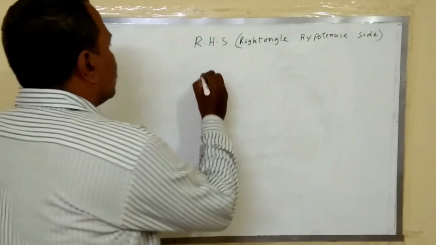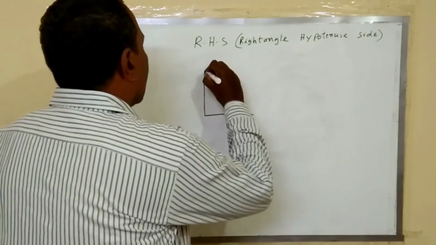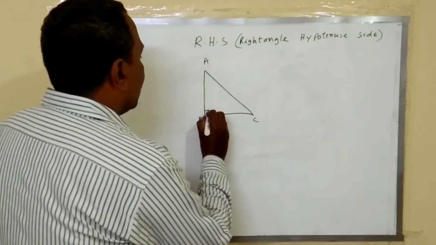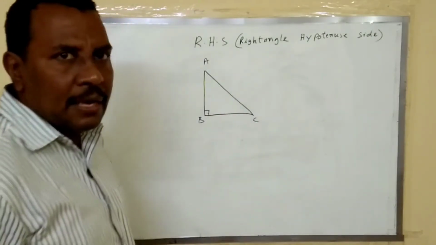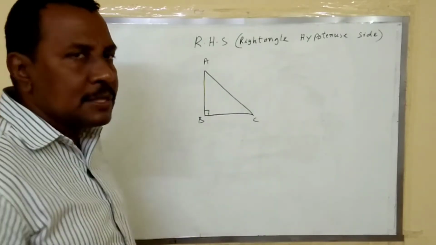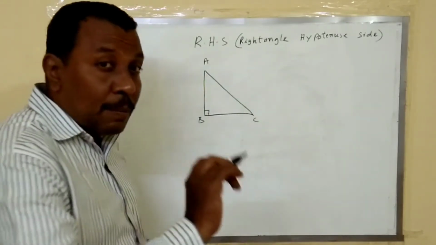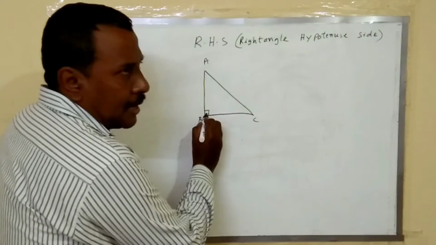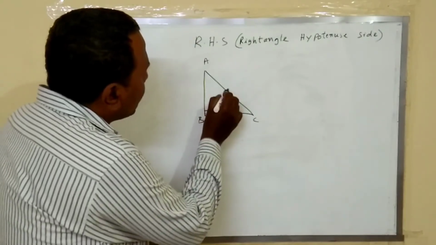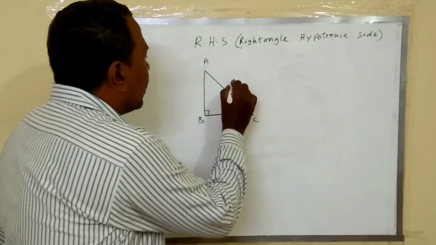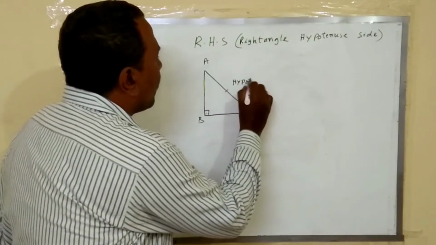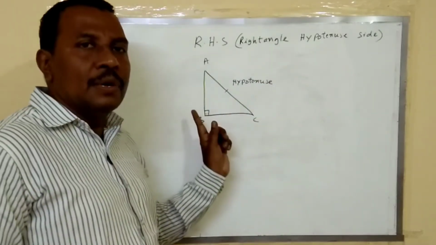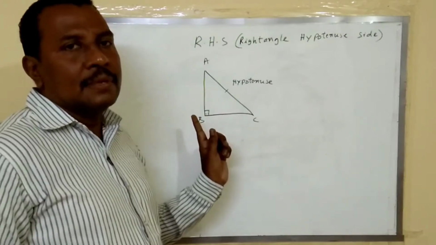Take a right triangle ABC. Angle B is a right angle. Now what is a hypotenuse? The hypotenuse is the side which is opposite to the right angle in a right triangle. This is the right triangle and angle B is a right angle. The side opposite to angle B is AC, so AC is called the hypotenuse.